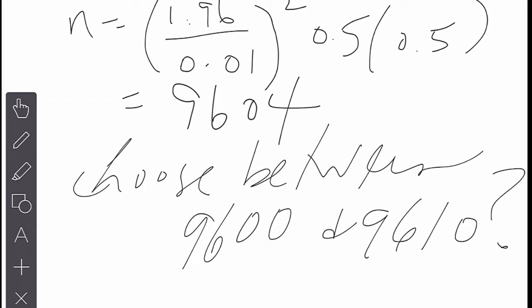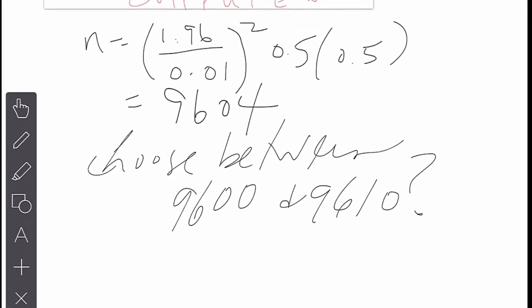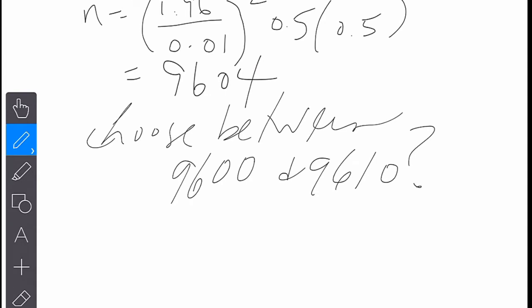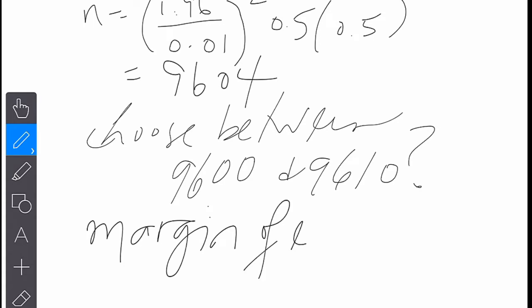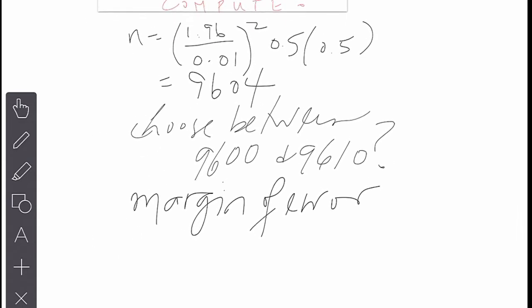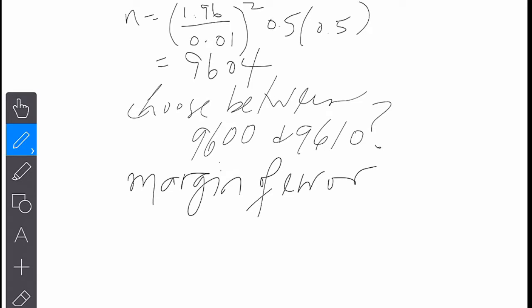But now we have between 9600 and 9610. So what should we be thinking about? Is it obviously one or the other? Well, if you think about where this formula comes from, it comes from the margin of error. The margin of error is what we predetermine. The idea being we don't want to exceed the margin of error. That's our threshold, our limit. We want it within a margin of error.